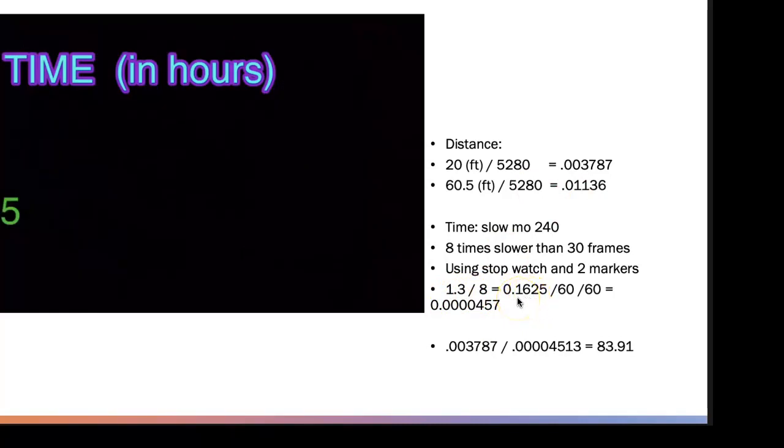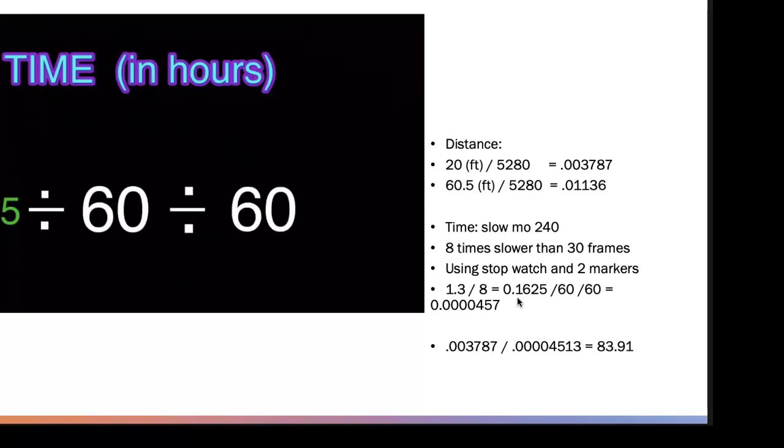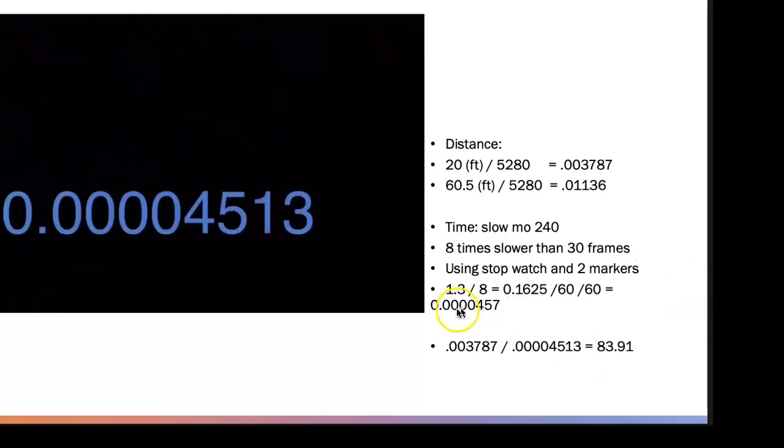To find that, you divide 0.1625 by 60 because there's 60 seconds in a minute, and then divide that by 60 again because there are 60 minutes in an hour. Your answer should be about 0.0000. Oops, I put the wrong number there, but yes.